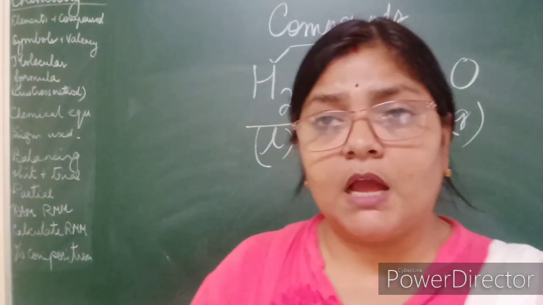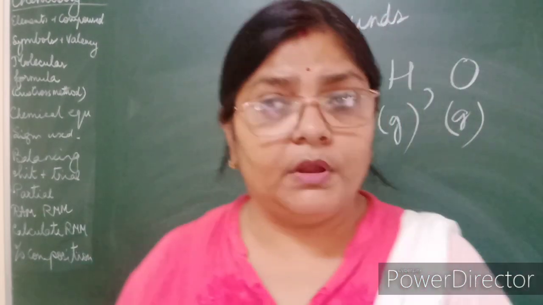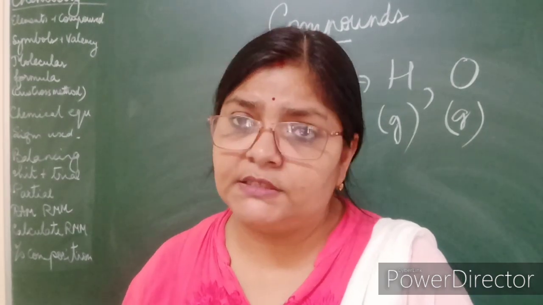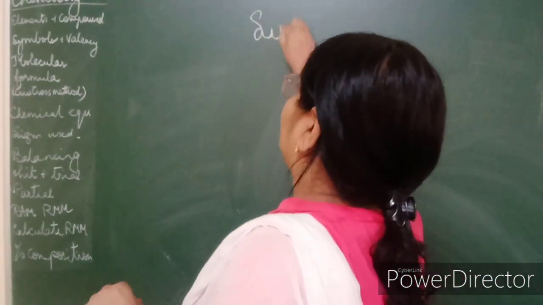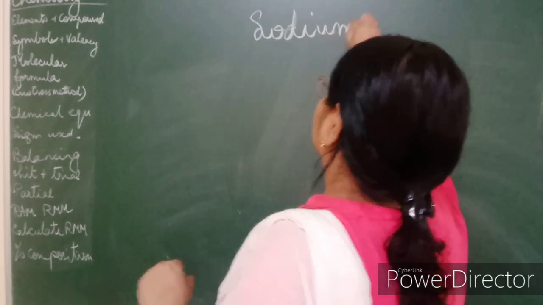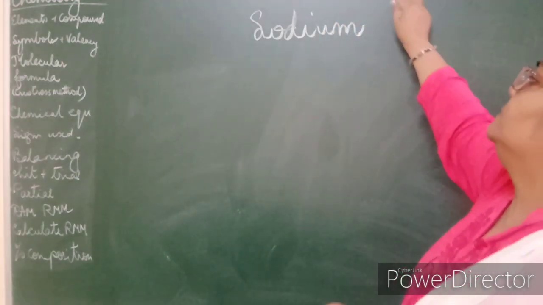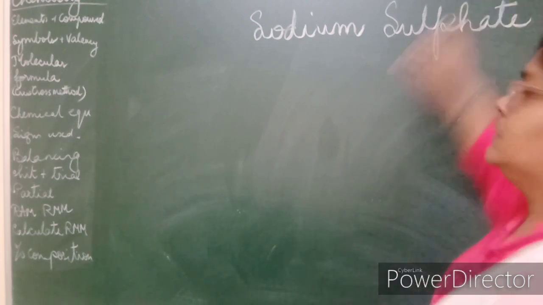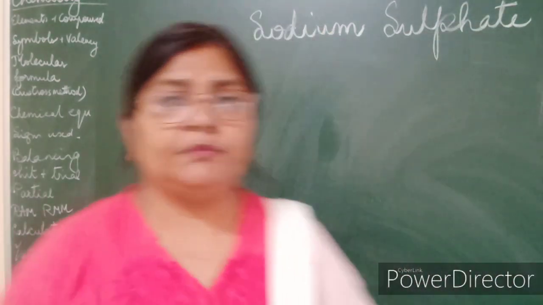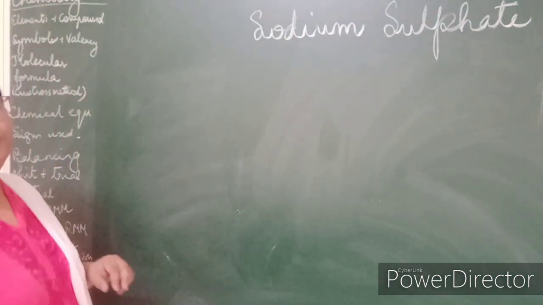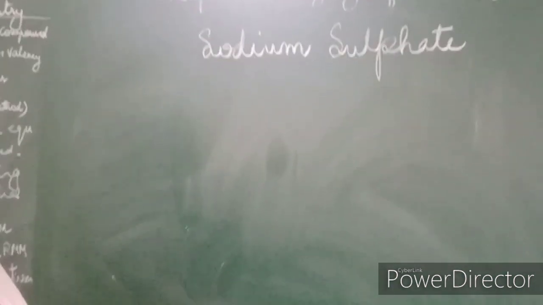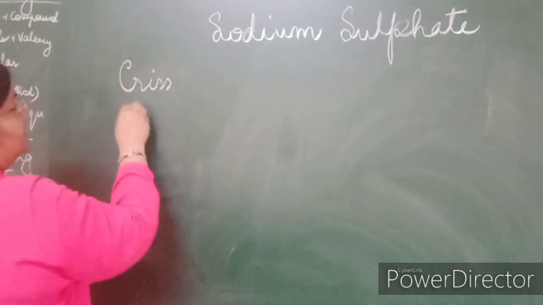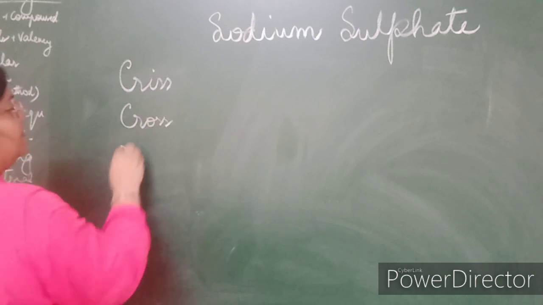Now let us learn how to write the molecular formula of any compound, if you know the symbol and valency. Suppose I need to write the molecular formula of sodium sulfate. Now, this method that I am using to write the molecular formula is called the criss-cross method. So which method am I using? Criss-cross method.